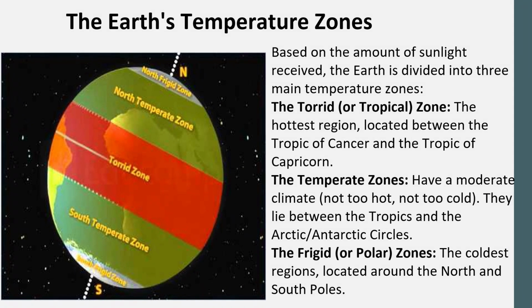Based on the amount of sunlight received, the Earth is divided into three main temperature zones: the torrid or the tropical zone, the temperate zones, the frigid or the polar zones.